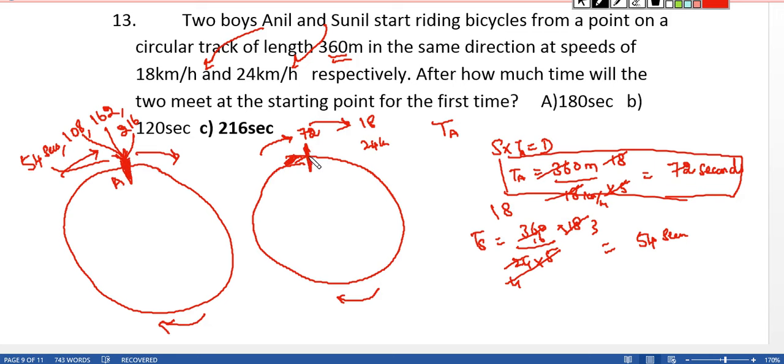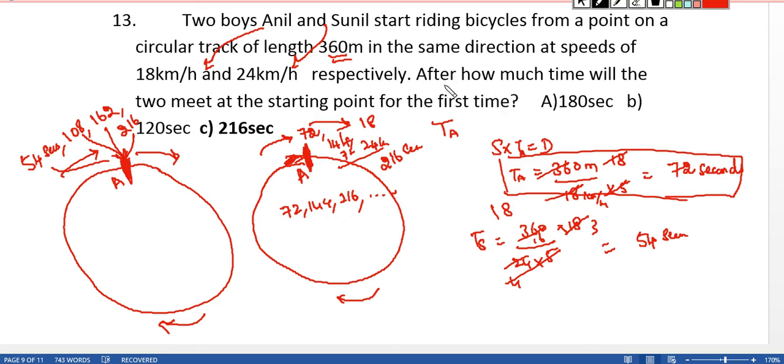72 seconds it takes for him to reach the starting point A, and 144 seconds. At the 144th second he would be there at A, and then plus 72 is what? 216 seconds. At the 216th second, again you'd be here. So the times are 72, 144, 216, and so on. You'd be there at starting point A at these times.